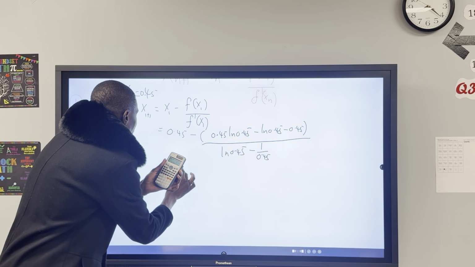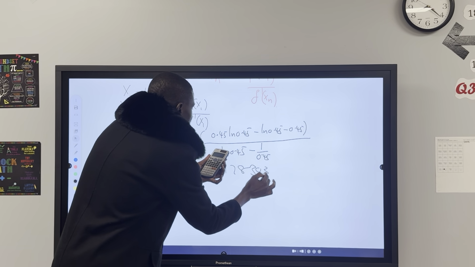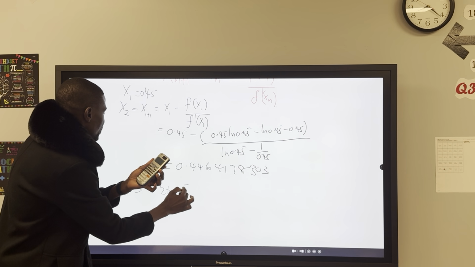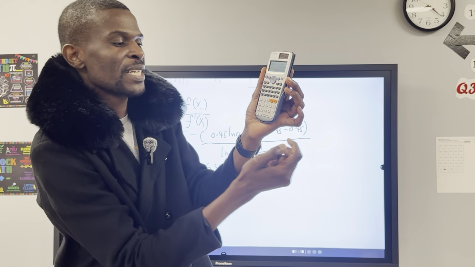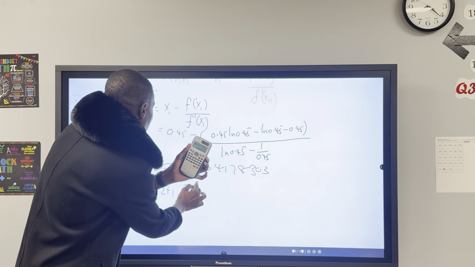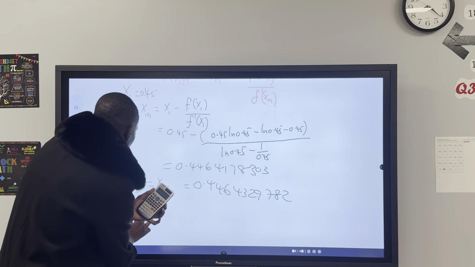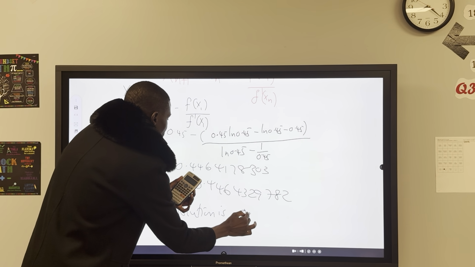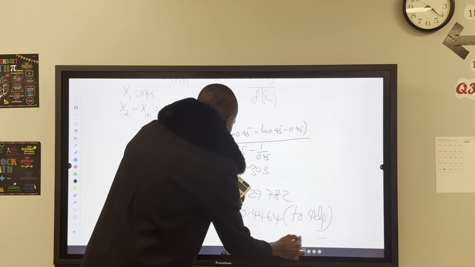So you just write your answer as 0.4464178. Let me write it in full. Then to get x3, I'm going to say it's x(2+1). So instead of re-entering those values, you just press the equal sign once. It's now using the previous answer, so your answer is now 0.446432978. Therefore, the solution is 0.4464 to 4 decimal places. Then we are done.